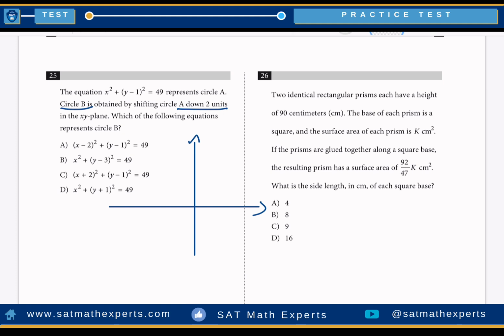Let's draw this circle. So 0 and here 1. This is my center. This is my radius 7. 0, 1, 0, 1. Okay, 1. This is my center. So it means that this circle is on the y-axis.